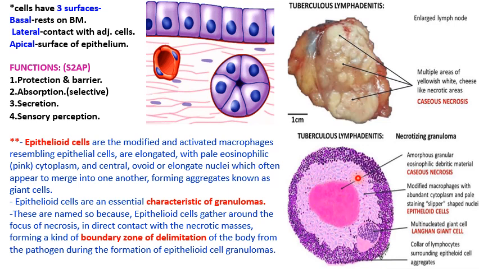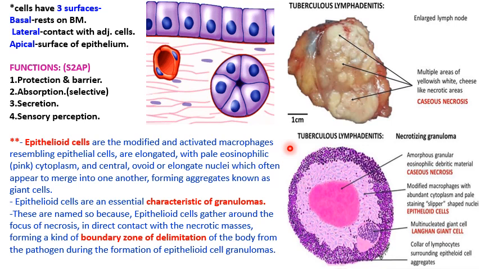So that's how these resemble epithelial cells, in that they also line or surround the caseous necrotic material directly on the surface of it, forming a boundary zone of delimitation, so that the pathogen does not spread from this area to various other areas of the lymph node. There are various places where these granulomas are formed. This is a tuberculous lymph node. So this is one thing which has to be known, that epithelioid cells are not epithelial cells.